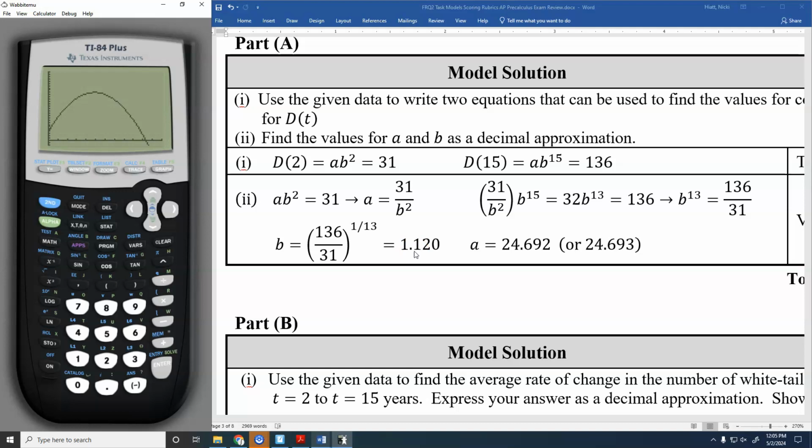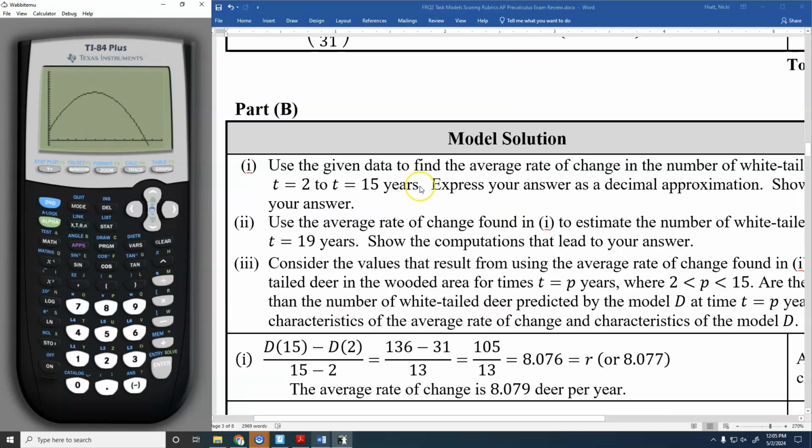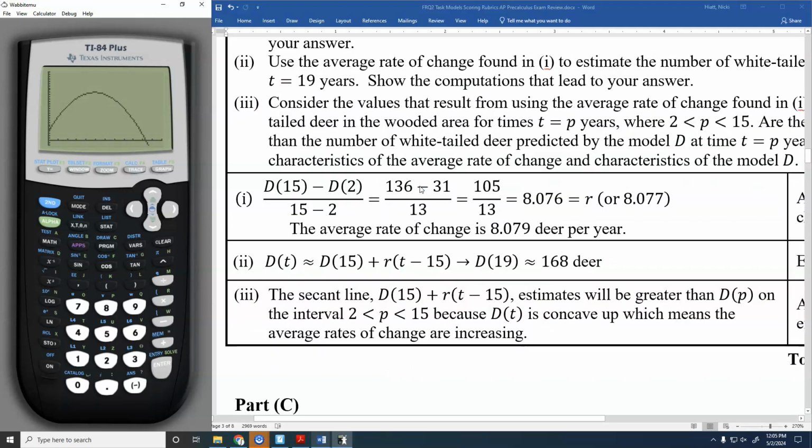Everybody good there? All right, if we go down to the next part, your average rate of change should be 8.079 deer per year. I would just probably show 136 minus 31 over 15 minus 2 for that.